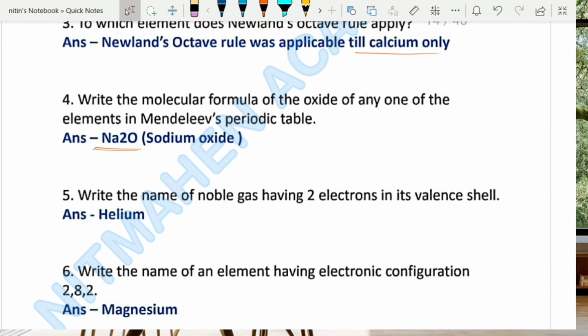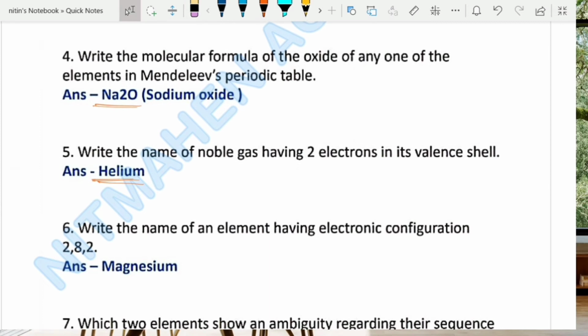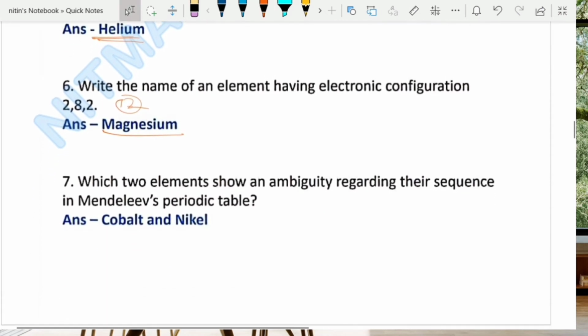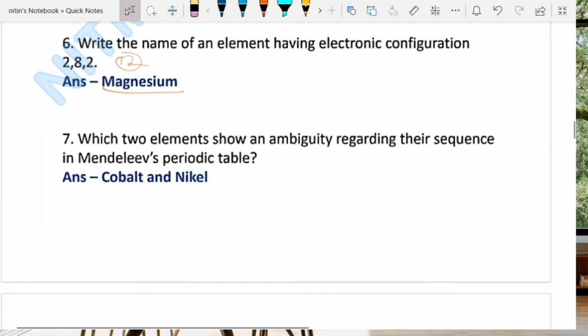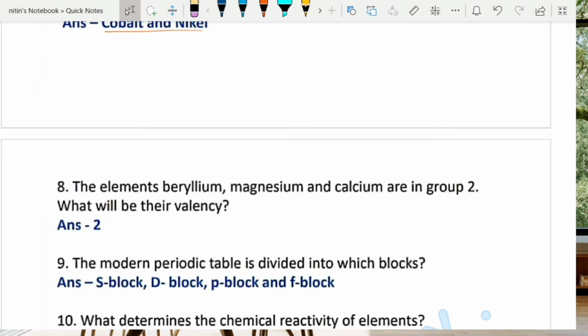Write the name of the following noble gas having the 2 electrons in the valence shell: helium. Write the name of the element having the electron configuration 2, 8, 2, atomic number 12. It is magnesium. Which of the following elements show the ambiguity regarding their sequence in Mendeleev's periodic table? Cobalt and nickel. Next, the elements beryllium, magnesium and calcium are in group 2. What will be their valence? It is 2.